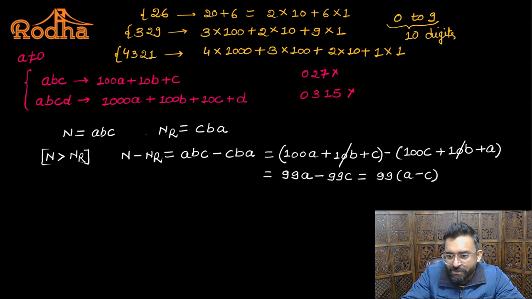Primary conditions, what can we say? A cannot be 0. Yes. Can C be 0? C can be 0. I don't know whether it is going to be 0 or not. Fine. But that possibility, C can be 0.